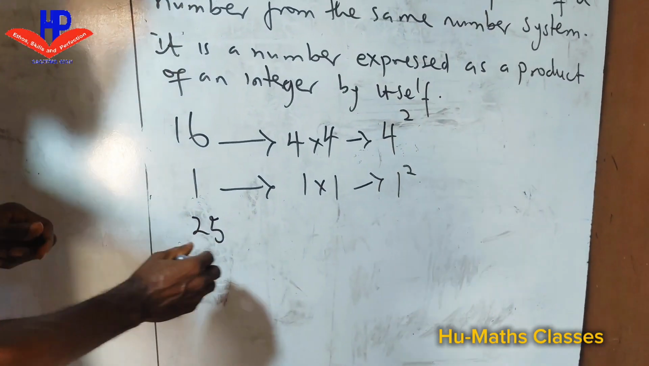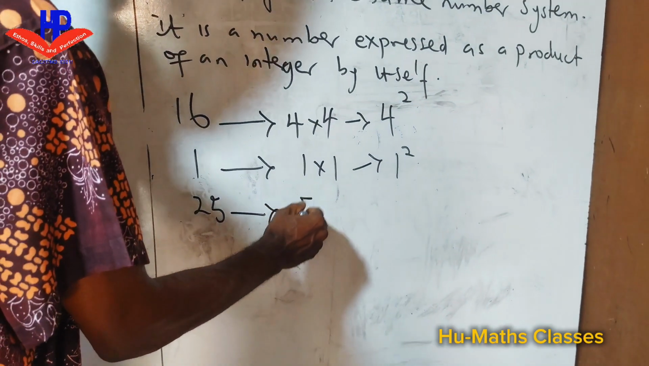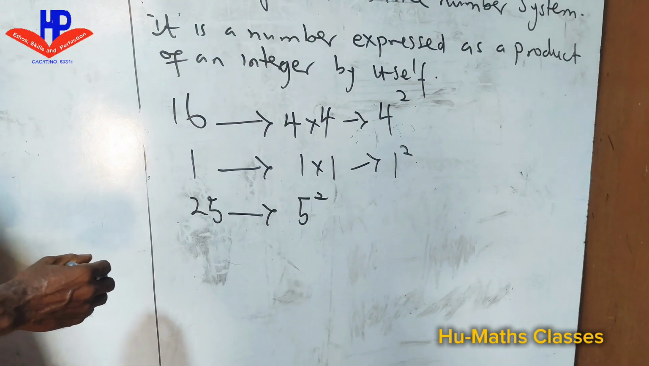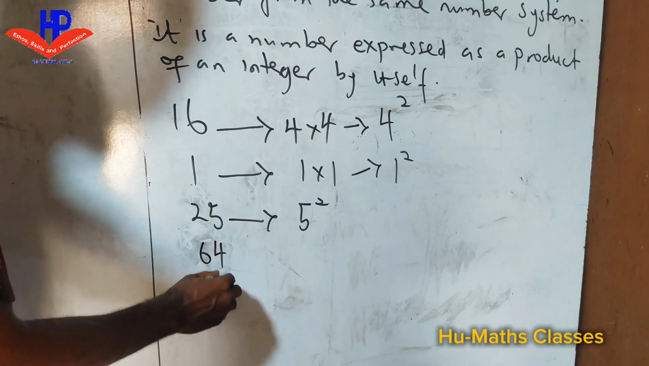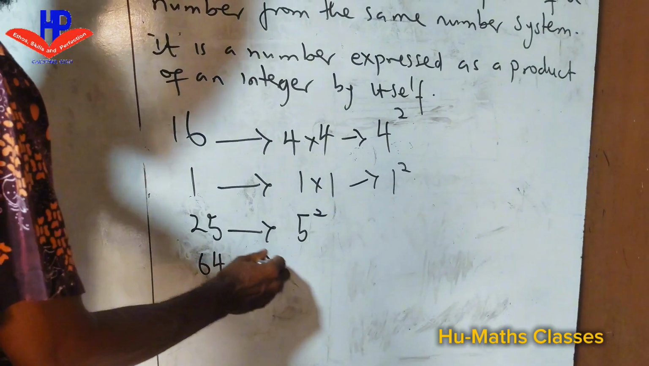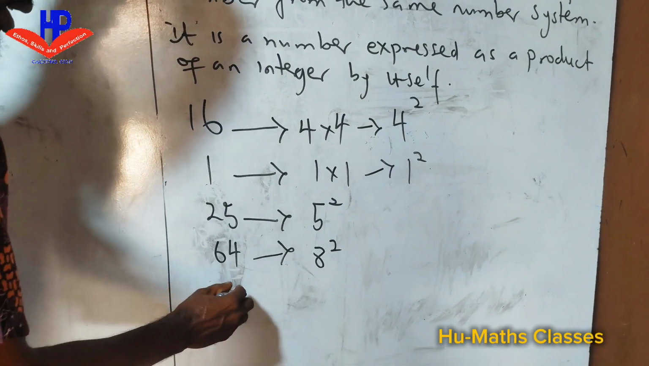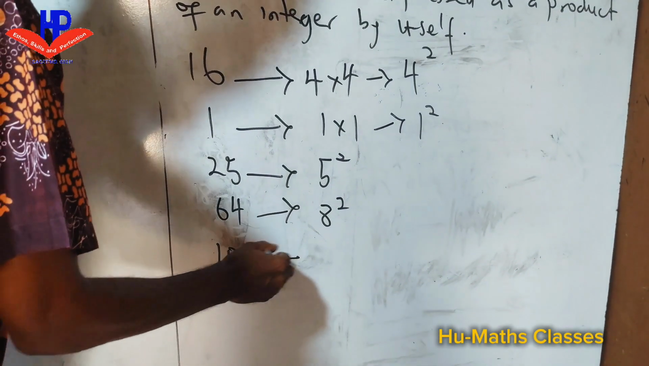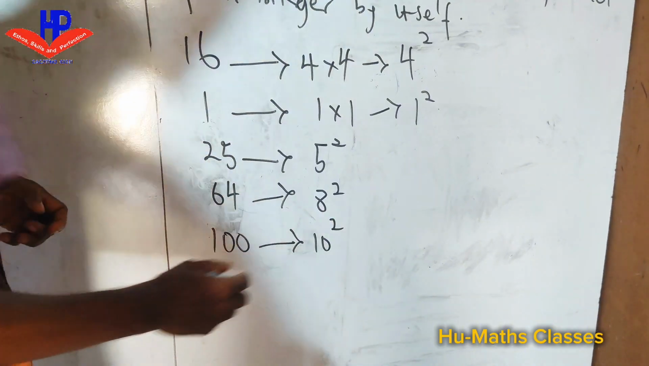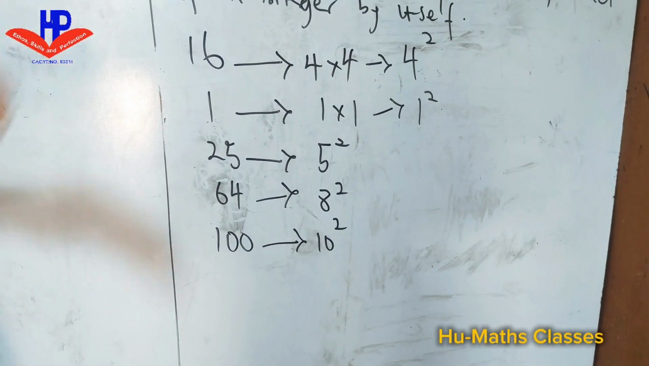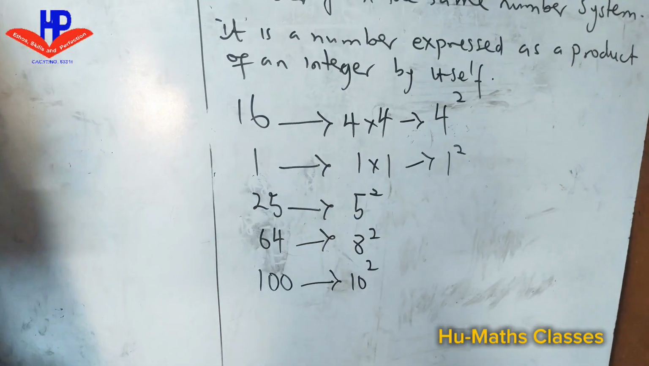25 is a perfect square because 25 is 5 raised to power 2. 64 is a perfect square because 64 is 8 raised to power 2. 100 is a perfect square because 100 is 10 raised to power 2. You can see that there are more numbers that could be qualified as perfect squares.